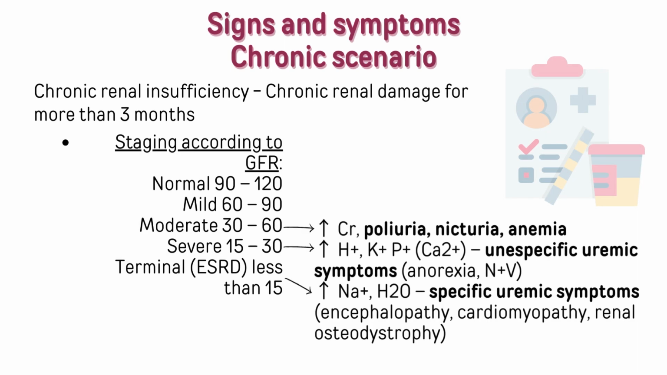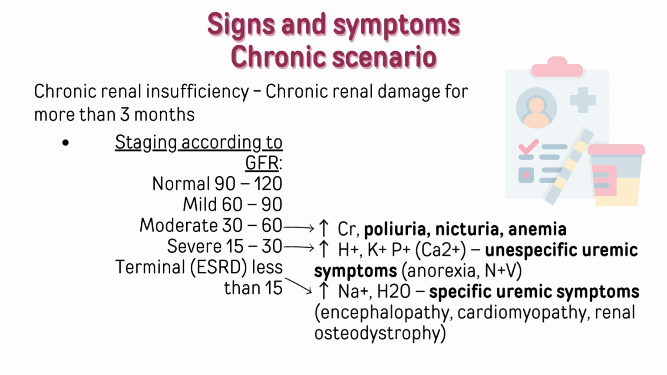In a chronic scenario, we can speak about chronic renal insufficiency and developing chronic kidney disease. This is renal damage for more than 3 months. The staging is according to glomerular filtration rate. We can say that moderate stages show a rise in serum creatinine as well as polyuria, nocturia, and anemia. Severe chronic kidney disease causes a rise of H+, developing metabolic acidosis with increased anion gap and also a rise of potassium, phosphate, and calcium ions. In this stage, there are unspecific uremic symptoms such as anorexia, nausea, and vomiting.